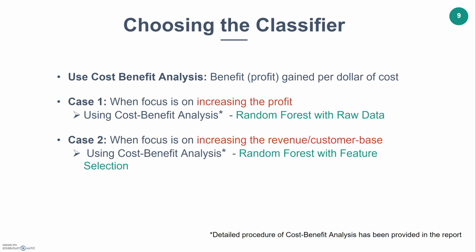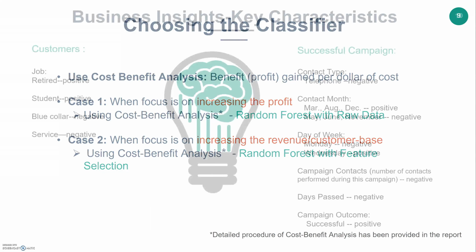Using cost-benefit analysis, which is a ratio that tells us about the profit gained per dollar of cost incurred, we recommend using random forest with raw data to maximize profits, and random forest with feature selection to maximize revenue and customer base. This analysis was performed based on reasonable assumptions about costs, benefits, and the number of customers the bank wants to target, and for the details you can refer to our report.